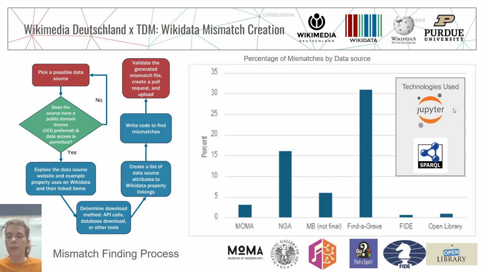To do this, we used JupyterLab to write the code, and SPARQL to query the Wikidata API. In the future, our plans include utilizing bots to automate tasks, which would allow us to add and delete entries that don't already exist on Wikidata. The second is exploring ways to find mismatches faster and easier.